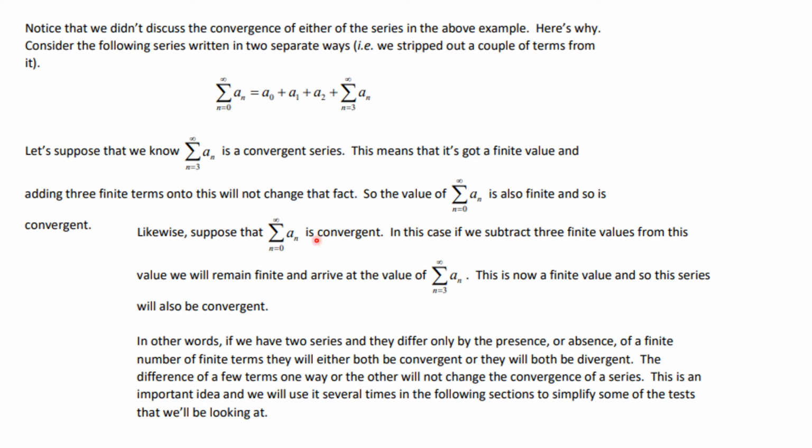In other words, the takeaway is if we have two series and they differ by only the presence or absence of a finite number of terms, they will both either be convergent or they both will be divergent. The difference of a few terms one way or the other will not change the convergence of a series. This is an important idea, and we will use it several times in the following to simplify some of the tests that we will be looking at. It's all in the tail. The first finite number of terms do not matter as far as the convergence or divergence. It's all about the tail.